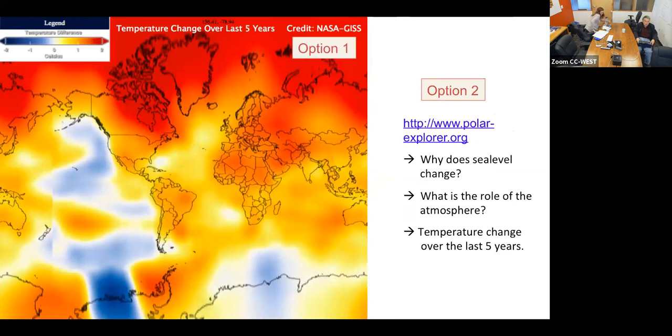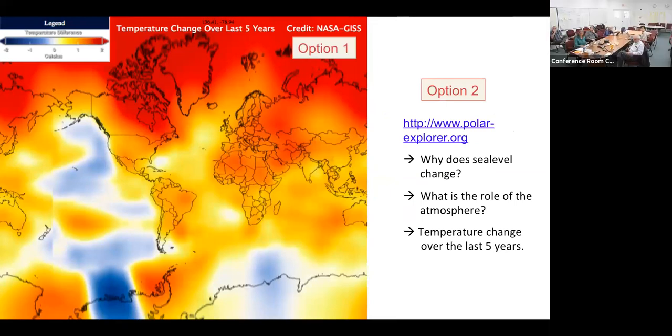You go to the same URL starting place. If you're already in there, you can get back there by hitting the menu button and then back, and that will bring you to the place that says choose a topic. Then you'll follow down the menus through why does sea level change? What is the role of the atmosphere, temperature change over the last 5 years? And you should have a map that looks like the map in the Zoom window.